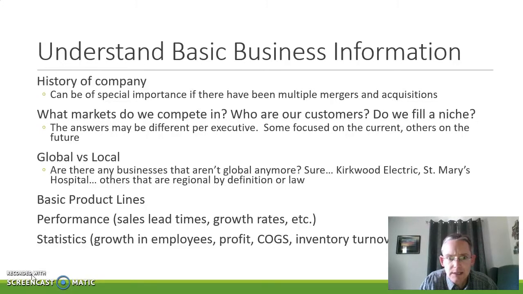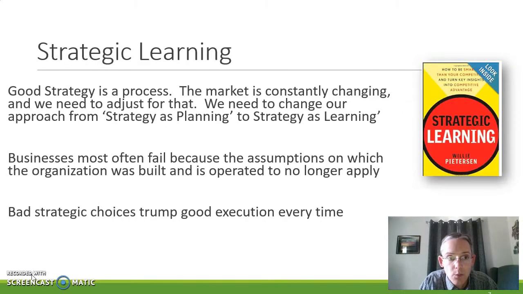What are our basic product lines? I mean, what are we really trying to accomplish as a business so that we understand what systems need to support those? Our performance, our statistics in terms of our growth, where are people being located? What's the cost? What's the inventory turnover? Where are those issues that are affecting the business that better information can help with?